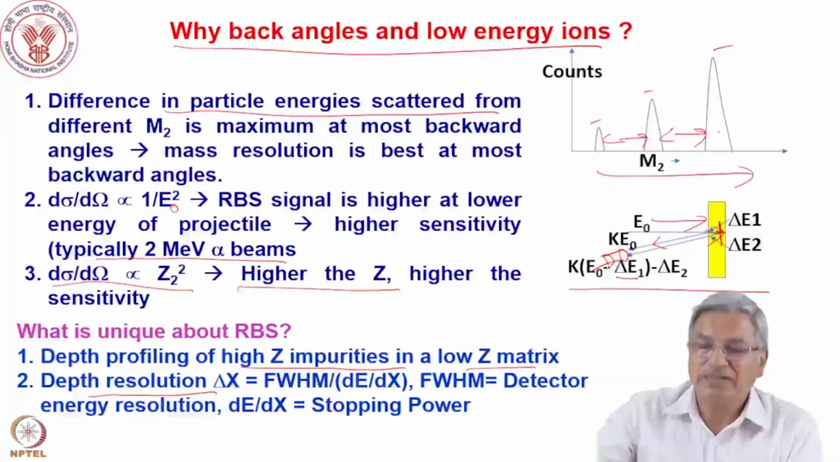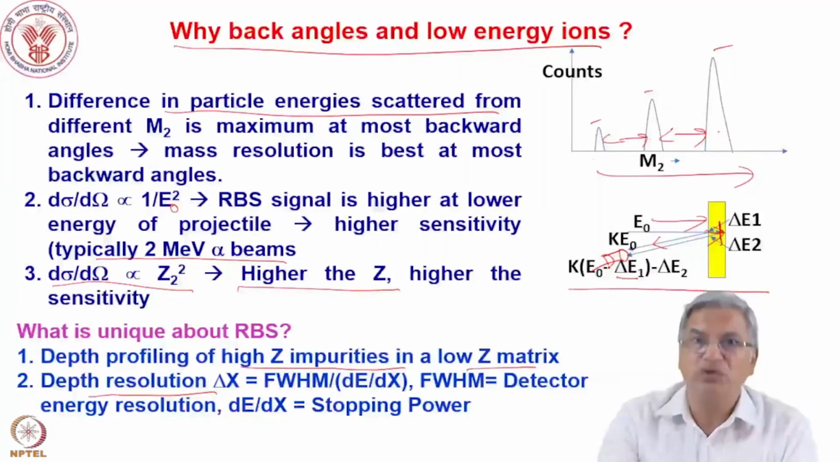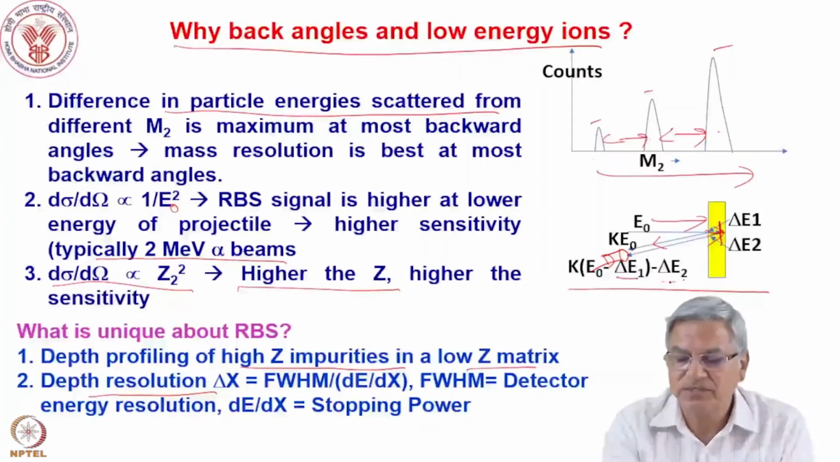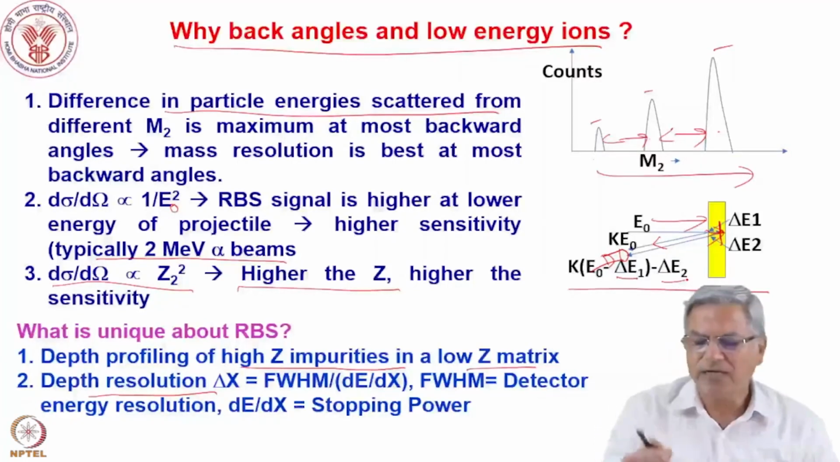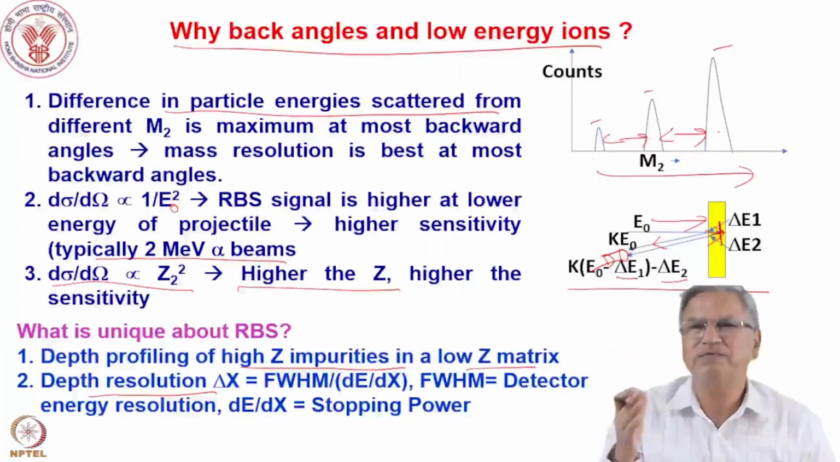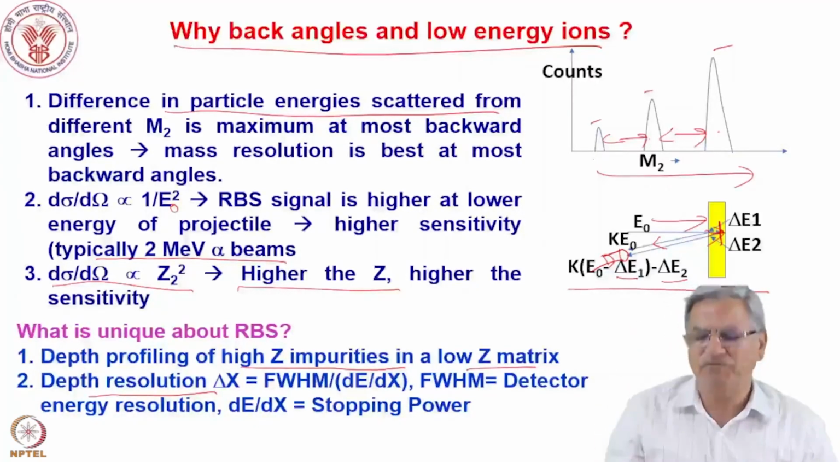So the backscattered energy at that point will be K, the kinematic factor, times E0 minus delta E1. And again, the backscattered ion will lose energy delta E2, so minus delta E2. You can exactly calculate what the energy of the backscattered ion will be if it is backscattered from a particular depth in the target material, because the kinematics are very well known. The energy loss in a target material is very well known. You can find out the depth, because the stopping powers are known.